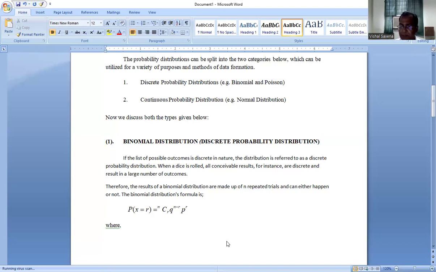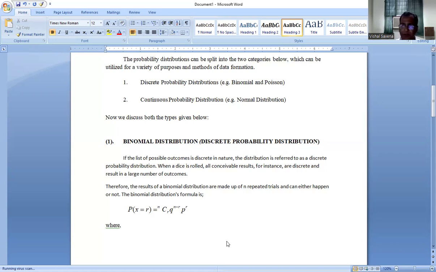The formula is given by P, the probability mass function, P(X = r). Here X is the random variable and r is the value of the random variable for which the probability mass function is calculated. It is given by nCr q^(n-r) p^r. Here n means the total number of times the experiment is repeated.